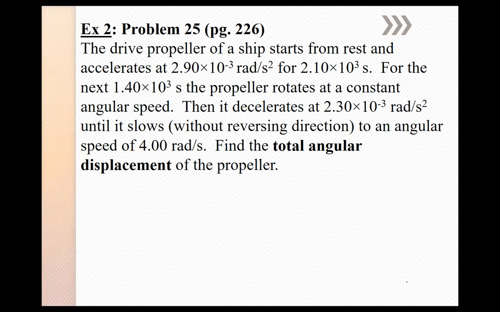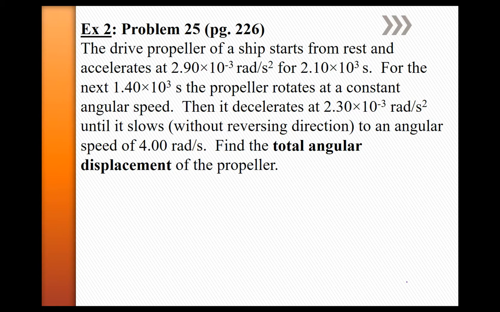Okay, this one's a little bit more involved. It says the drive propeller of a ship starts from rest and accelerates at 2.90 times 10 to the negative third radians per second squared for 2.10 times 10 to the third seconds. And for the next 1.40 times 10 to the third seconds, the propeller rotates at a constant angular speed. And then it decelerates at 2.30 times 10 to the negative third radians per second squared until it slows to an angular speed of 4.00 radians per second. Find the total angular displacement of the propeller. Oh man, that was tiring reading all that out.